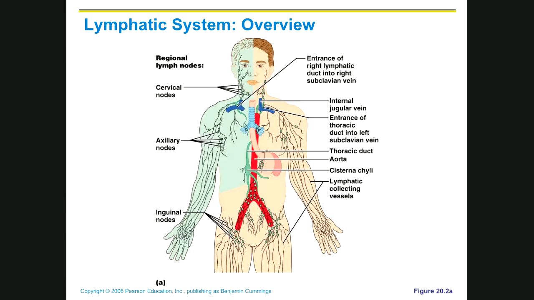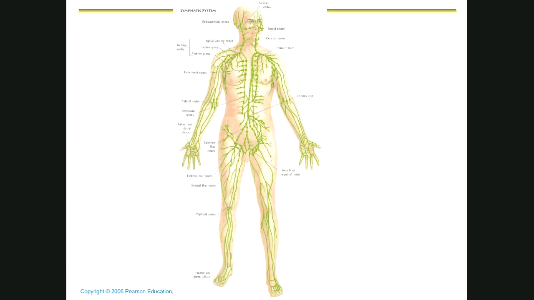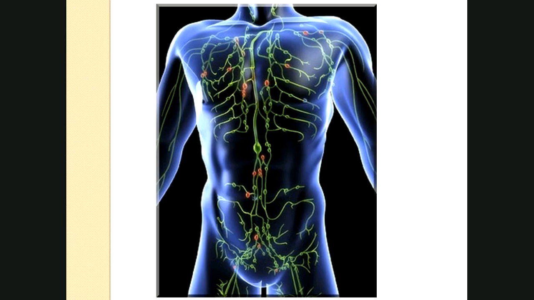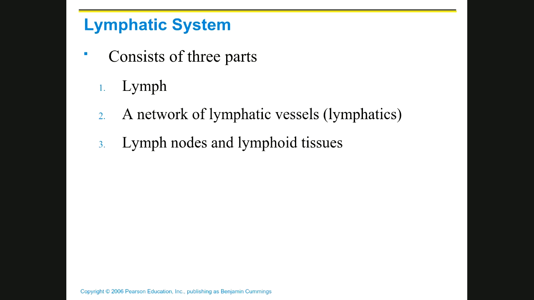So let's look at the lymphatic system. If you look at the lymphatic system, this is what it looks like. This is kind of an overview, and it's sort of a circulatory system. It looks like this. Well, there are three parts to the lymphatic system.